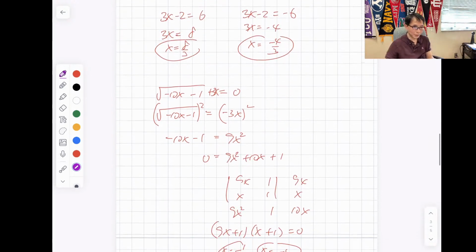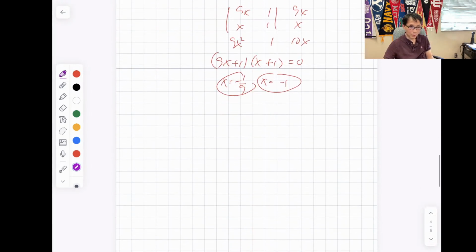Okay, I'm speed-running through this. x times (5x + 2) equals 3. I distribute them. I move to the other side.